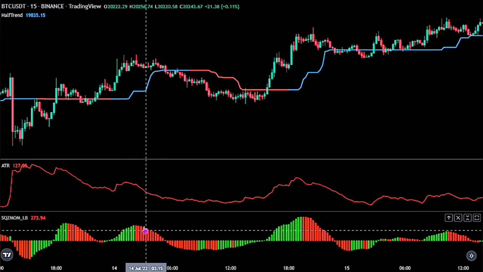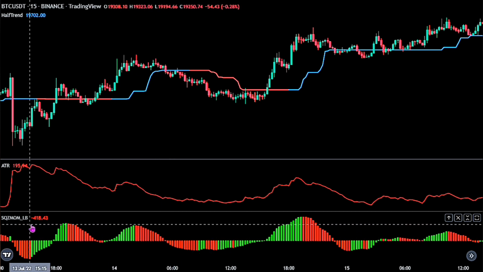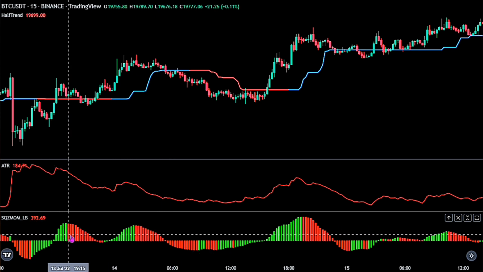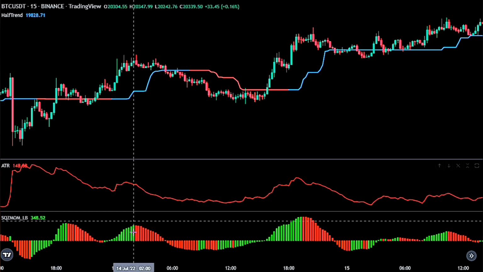Now, for the next indicator, we have the squeeze momentum indicator. The most popular indicator on TradingView by a genius script writer, LazyBear. I personally love most of his indicators because they easily identify what's going on in the market.